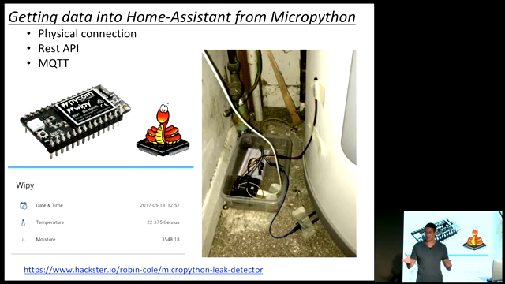So just using standard web calls. Another protocol that's supported is MQTT. And this is a very lightweight messaging protocol that's particularly popular with the Internet of Things. And actually, this is the approach I used when I wanted to integrate a MicroPython board into my Home Assistant setup.